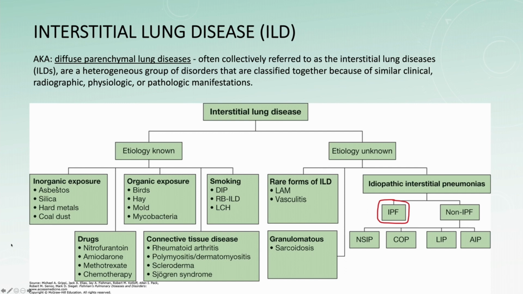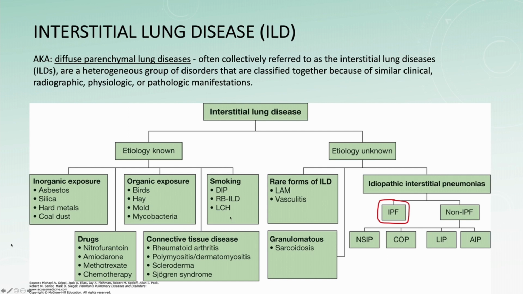We have already mentioned briefly asbestos when we talked about mesothelioma. There's also silica, hard metals, coal dust, and other things that we'll talk about later on in the lecture. These are usually termed pneumoconiosis, okay? Then we have organic exposures, things like birds, hay, mold, bacteria. The one that I always think about when I think of organic exposures is farmer's lung, which comes from moldy hay.